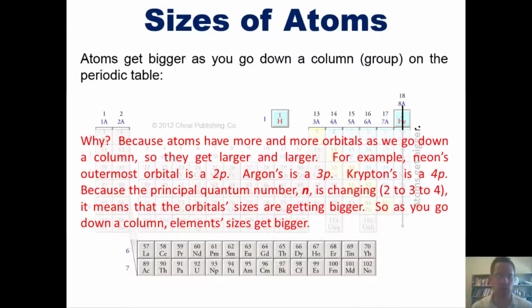Hence, they get larger and larger. For example, neon's outermost orbital is a 2p, while argon's, which is just below it, is a 3p. Krypton's, which is below argon, is a 4p. Because the principal quantum number n is changing, going from 2 to 3 to 4, it means the orbital sizes are getting bigger. 4p orbitals are larger than 3p's, which are larger than 2p's, and so forth. So as you go down a column, element sizes get bigger.